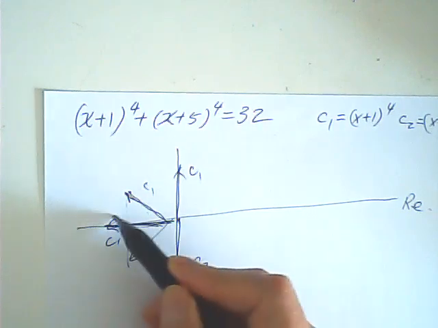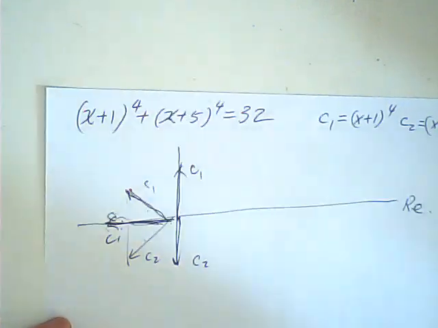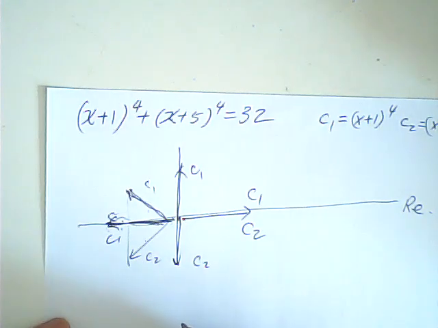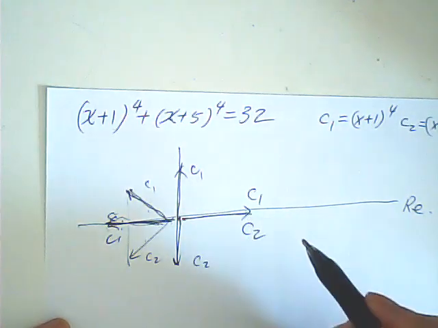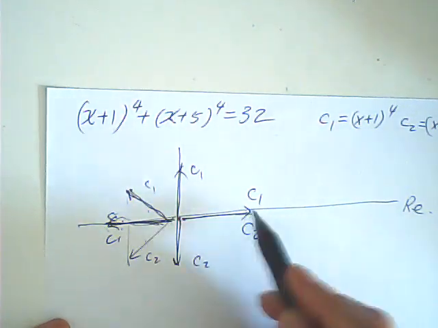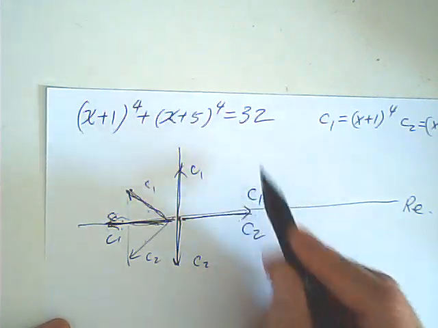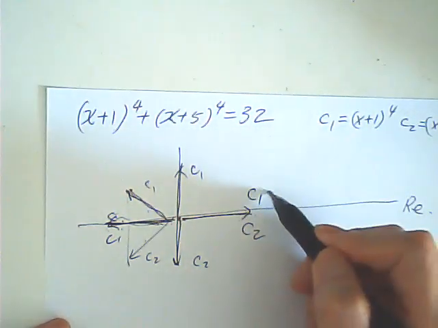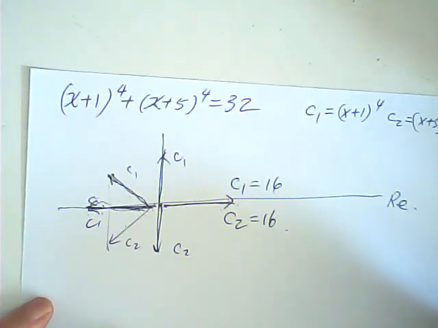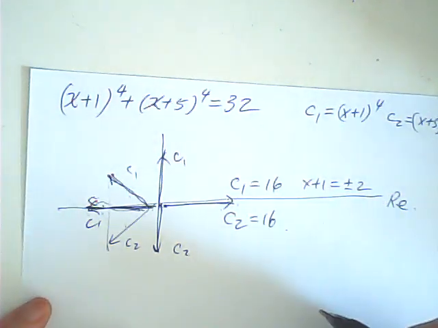C1 is here, C2 is there. The sum is negative. It's not good. This is C1 and C2, the imaginary part is 0. The sum of the real part is 32, which means this is 16. This is 16, right? Which is possible, which means that x plus 1 is plus or minus 2, right?